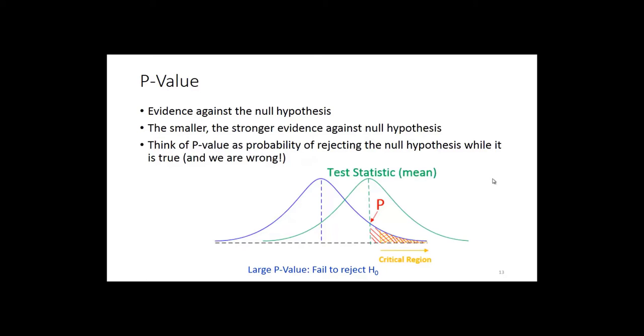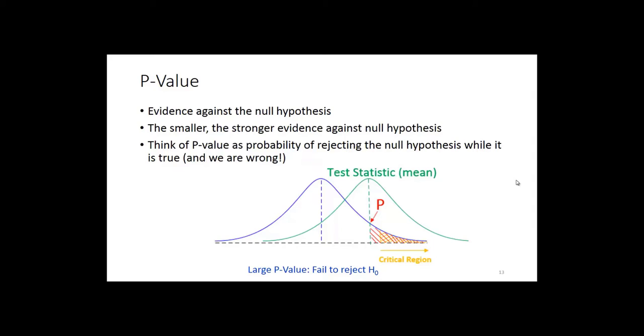In this example, we can see that the critical region on the right is smaller than the p-value area. Our p-value area is larger than the critical region of 5%. So the p-value here, for example, could be 8% or 10%.